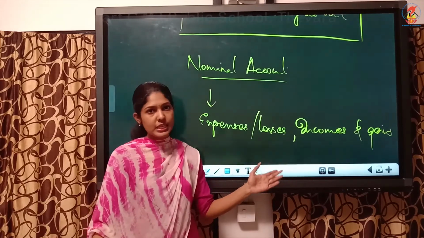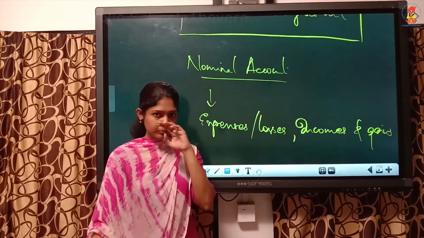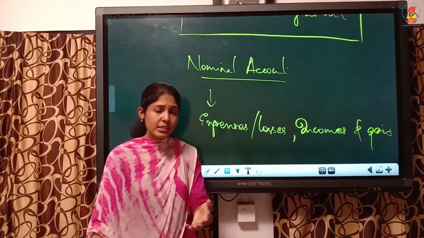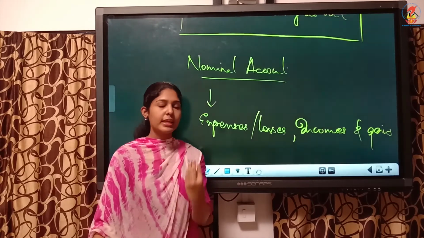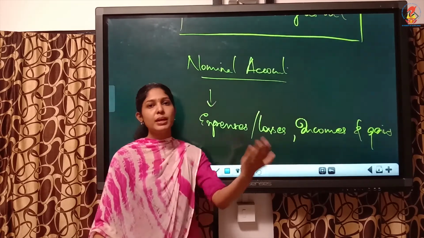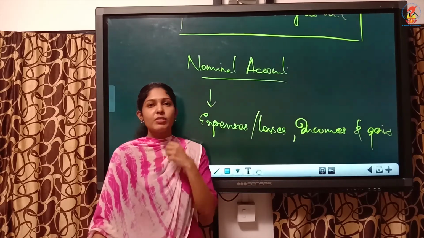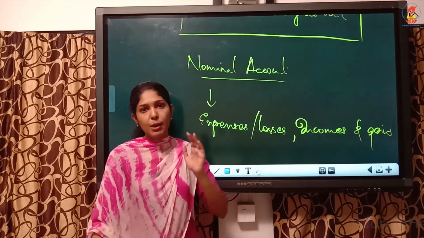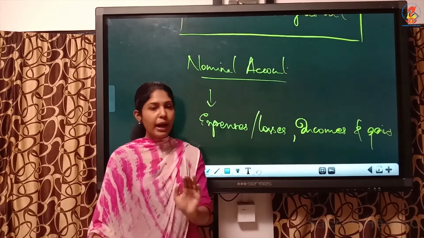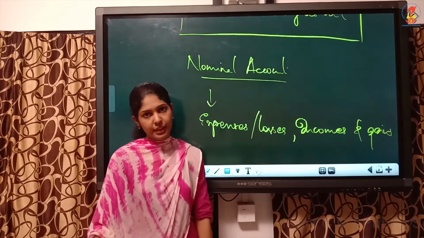Then any losses like bad debts. Bad debts is a kind of loss for the firm. What is bad debts? The amount which we cannot recover, that means which we cannot get from debtors. Debtors means from whom we have to get money. If they don't make the payment, the debtors will become bad debt. And bad debts is a kind of loss, so it comes under nominal account.